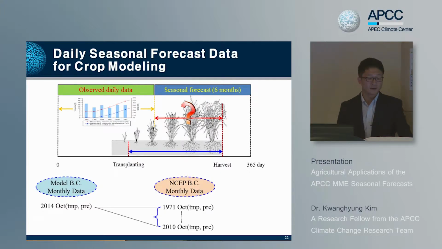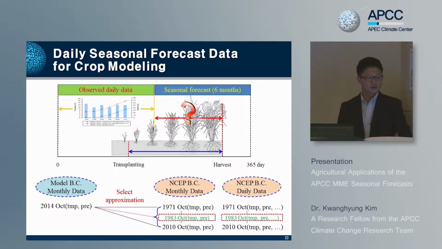Among historical monthly data from NCEP, the most similar year and month was selected first, and that's based on similarity between the given forecast and the monthly data pool of these 40 years of NCEP historical data. Once you select the closest year and month, then you can collect the corresponding daily data. Basically, through this process, we got daily scale 6-month forecast data from the NCEP historical daily data, and we can use them for model validation utilizing seasonal forecast.